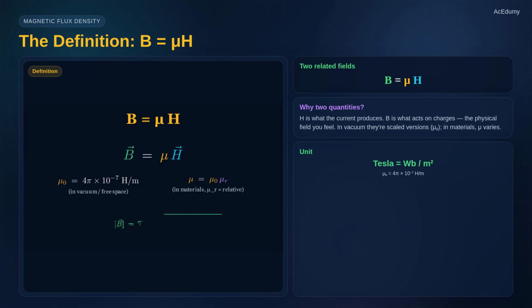Why two field quantities H and B if they are proportional? Because H is what a current produces directly, and B is what acts on moving charges and causes the forces we observe. In vacuum, they're just scaled versions of each other, but in matter, they carry different physical information. The unit of B is Tesla, or equivalently, Webers per square meter.